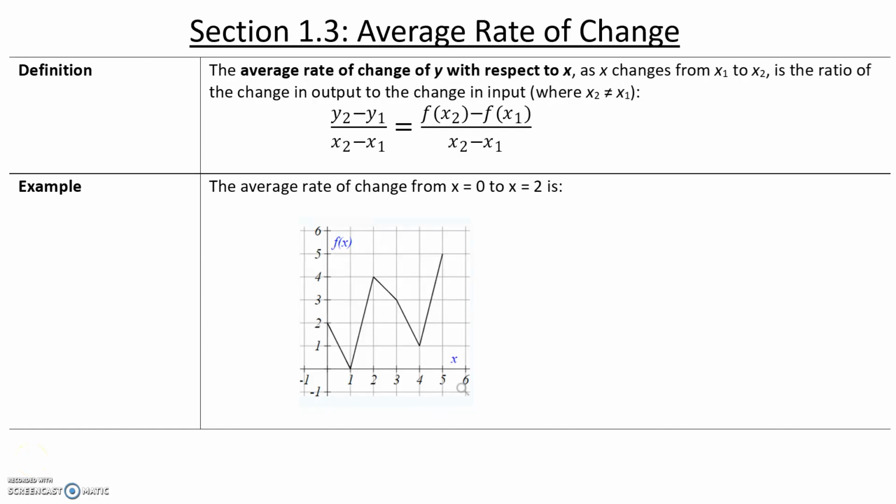In section 1.3, we will talk about the average rate of change, which basically is the slope. So the average rate of change of y with respect to x, as x changes from x1 to x2, is the ratio of the change in output, which is basically the rise, to the change in input, which is basically the run. So the average rate of change, or the slope, is y2 minus y1 over x2 minus x1.